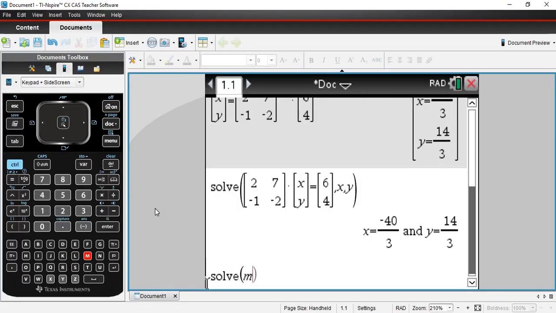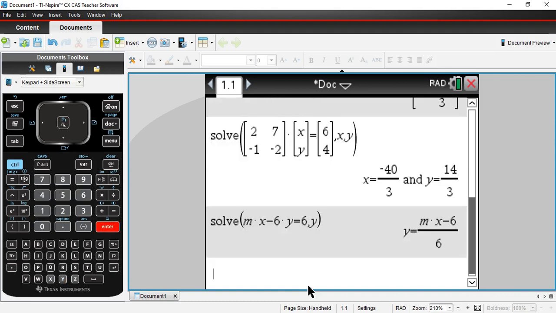And this is the thing that students tend to make a mistake on. You need to write m multiply with x. If you write mx, the CAS will think mx is a variable, so it wouldn't be able to recognize mx meaning m times x. So 6 times x can be written as 6x, but not mx. So mx minus 6y equal to 6 is my equation. I want to transpose for y, so I'm just solving for y.